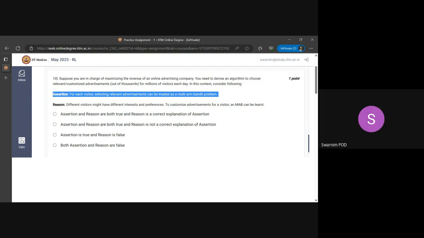So this is what the assumption is: for each visitor, selecting a relevant advertisement. Every advertisement is an arm, so it can be treated as a multi-arm bandit problem. So it seems to be good. The reason is different visitors might have different interests and preferences, so you customize the advertisement for a visitor, and maybe that can be learned. Does it make sense? Yeah.